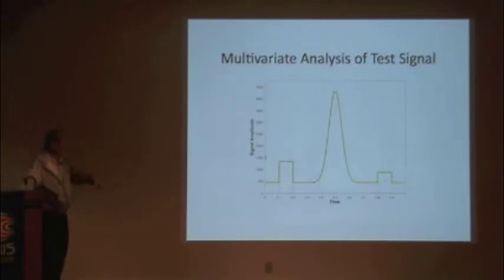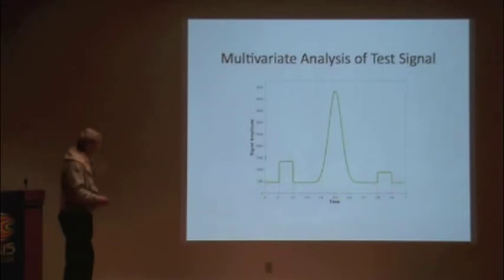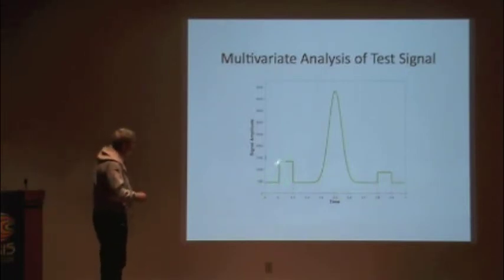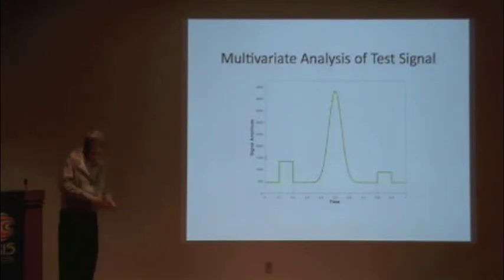Now, you may not want to do that. You might want to modify that approach. But assuming that the changes are occurring at the same time, here's a test signal that I just generated arbitrarily. It's two blocks with infinitely sharp edges and then a normal distribution in the middle.